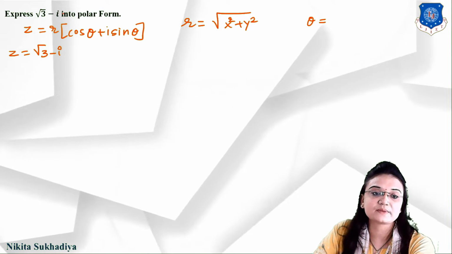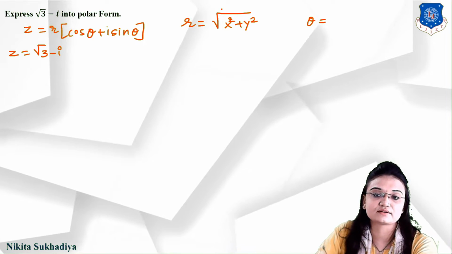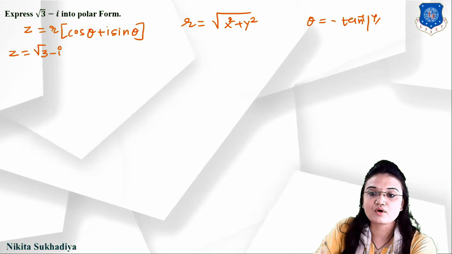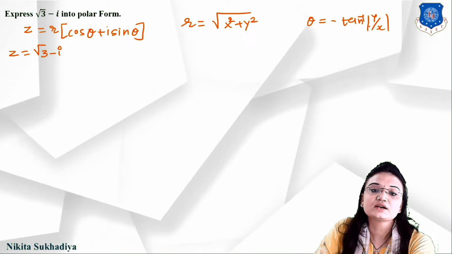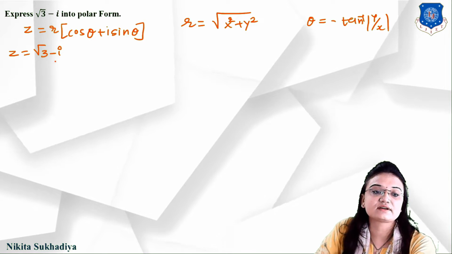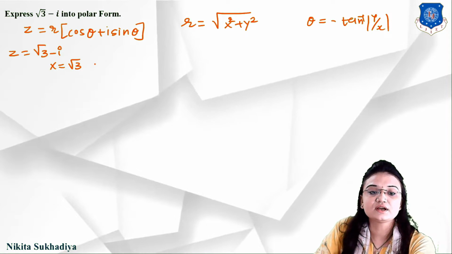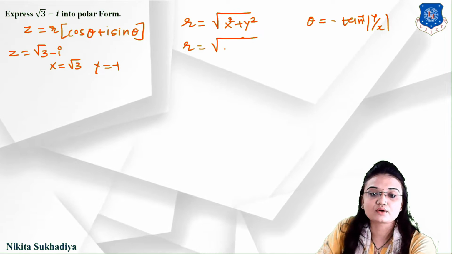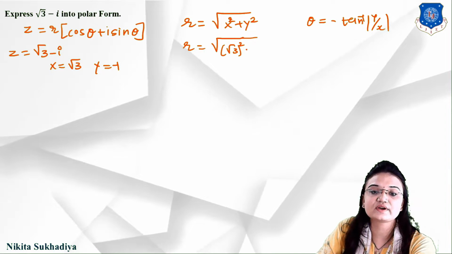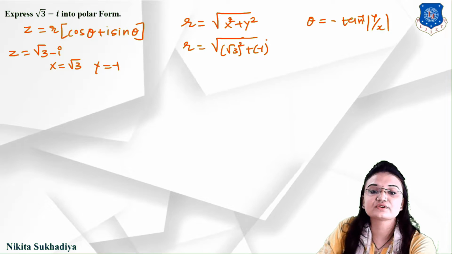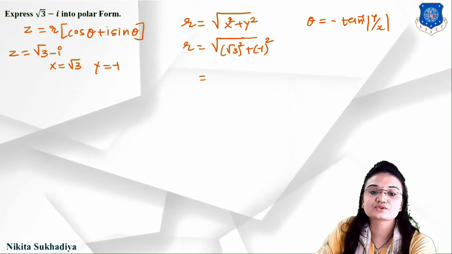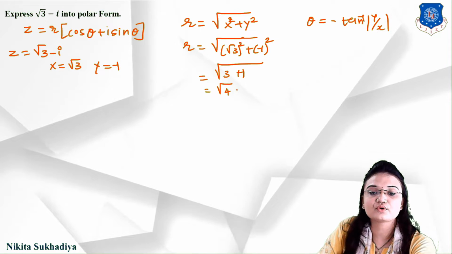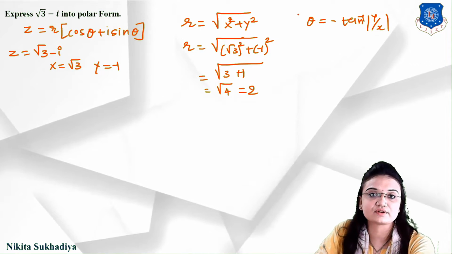This complex number is in the fourth quadrant, so theta is equal to minus tan inverse of mod of y by x. Here x is equal to root 3 and y is equal to minus 1. So r will become the square root of (root 3) whole squared plus (minus 1) whole squared, which is the square root of 3 plus 1, the square root of 4, so r is equal to 2.